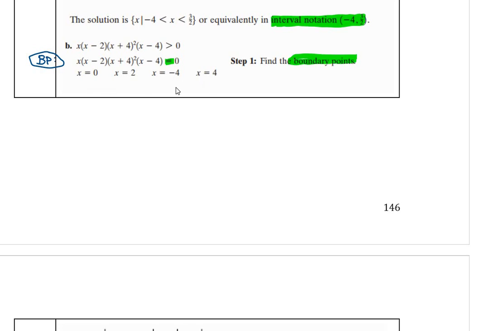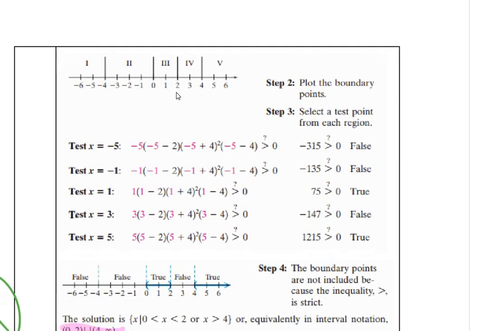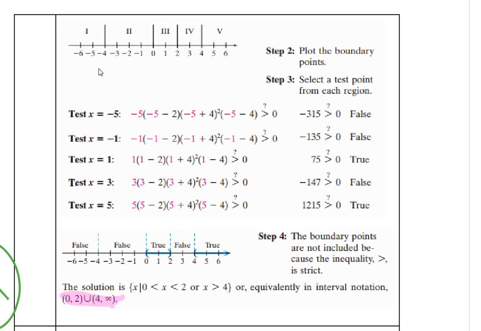So now we go put them on a number line. So there we did it. It's -4, it is 0, it's 2, and it's 4. There's the 4 boundary points now put on a number line: -4, 0, 2, and 4. Breaking the number line up into 5 regions now. So now I have to go check where is it true and where is it not true.